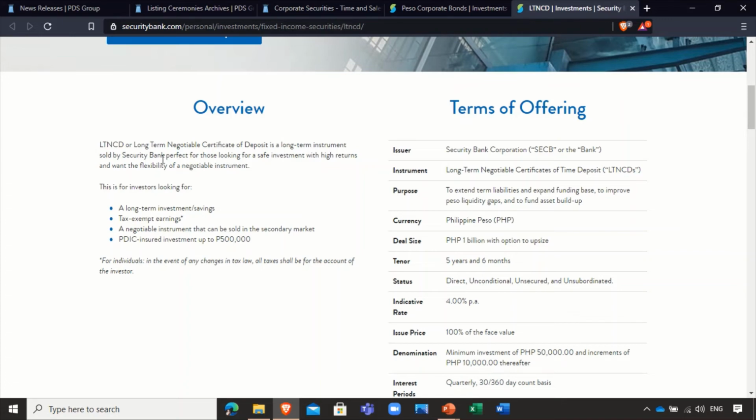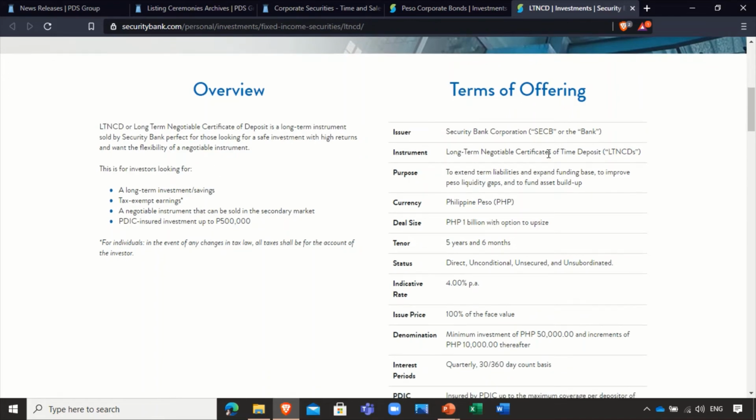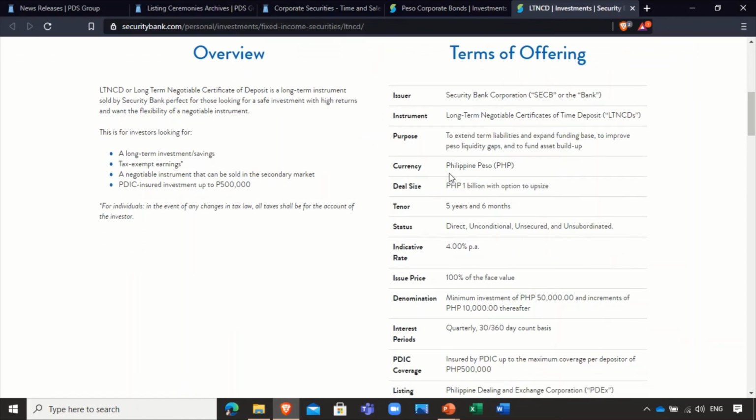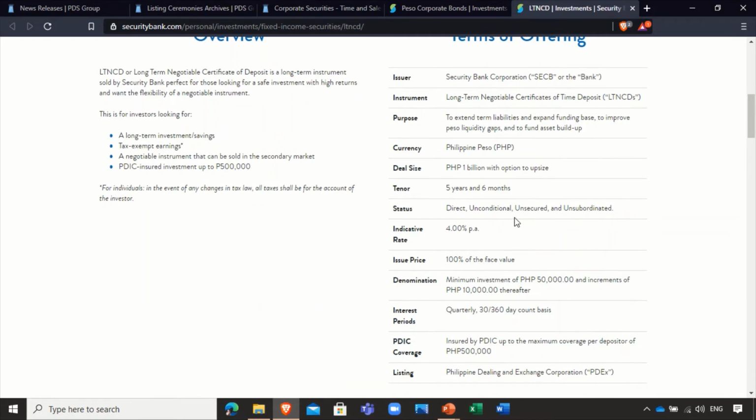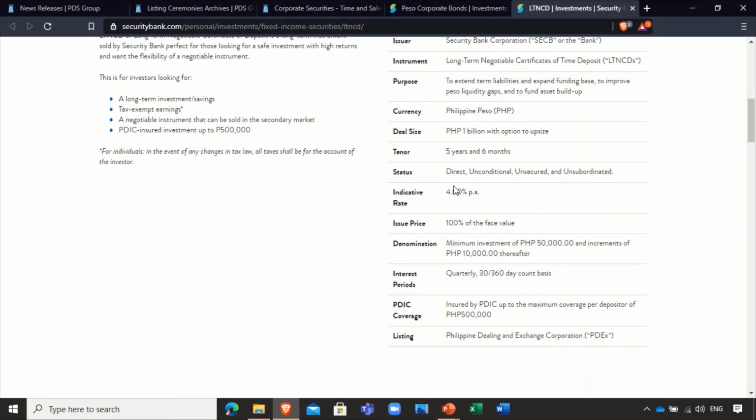But I think some banks also have this product, for those looking for a safe investment with high returns and want the flexibility of a negotiable instrument. So as you can see, nandito yung kanyang description. It's in peso. The time frame is 5 years and 6 months. So hindi mo pwedeng galawin yung investment mo sa loob ng period na yan. So, it's unsecured, meaning there's no need for a collateral. So, the rate is 4% per annum.